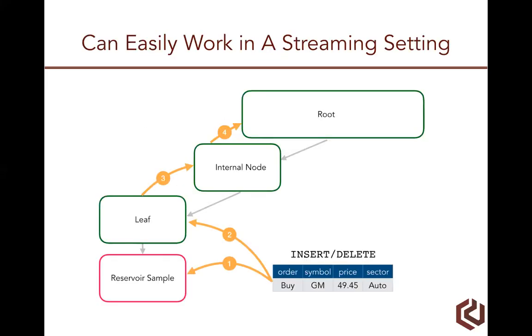Now, another thing that is super important about this particular structure that we designed is that it can easily work in a streaming setting, right? Ultimately, what we've built is a hierarchy of aggregates and samples. And this really means that we can take this data structure and apply it in a high throughput streaming setting. For example, the example I always give is stock trading, right? People are interested in building models that can predict when to buy and when to sell stock, right?